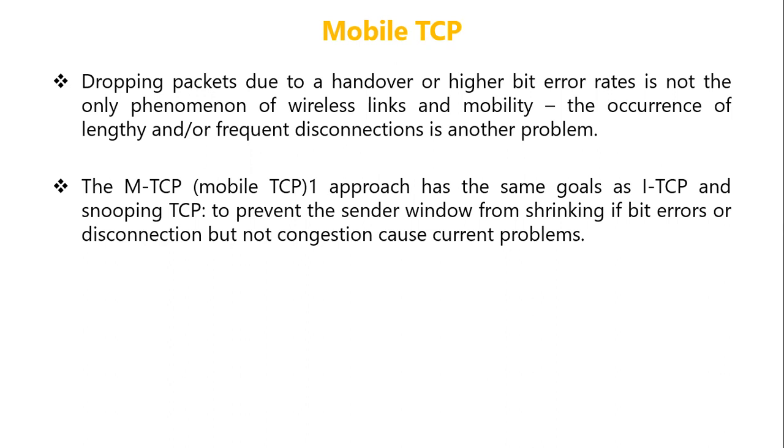The topic of this lecture is mobile TCP. Mobile TCP has the same goals as ITCP and snooping TCP: to prevent the sender window from shrinking if bit errors or disconnections, but not congestion, were the cause of the current problems.